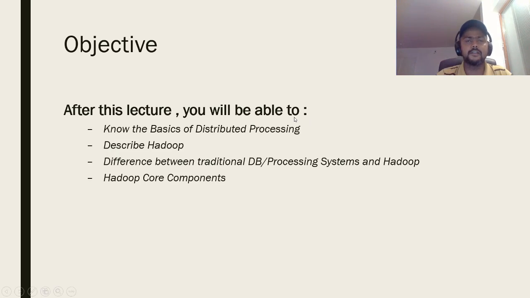So like I said, we will basically talk about some of the basics of distributed computing, and we will try to relate those basics to Hadoop. We will also look at the differences between the traditional database processing systems and Hadoop, and how Hadoop is better or worse than those systems. And we will also have a look at the core components of Hadoop.